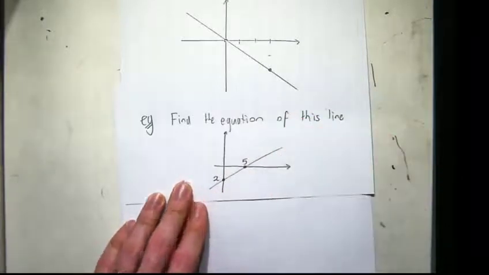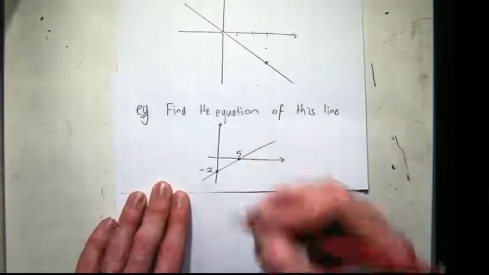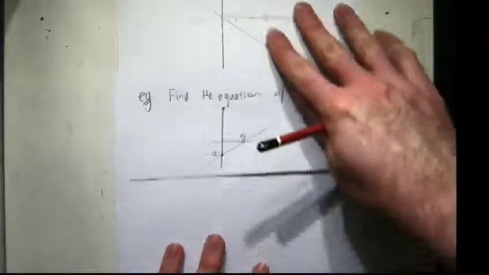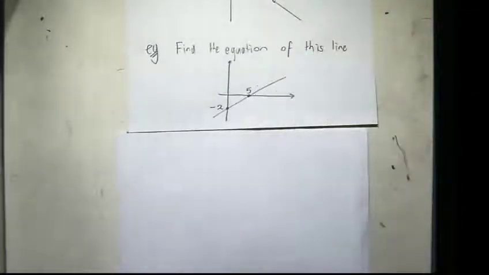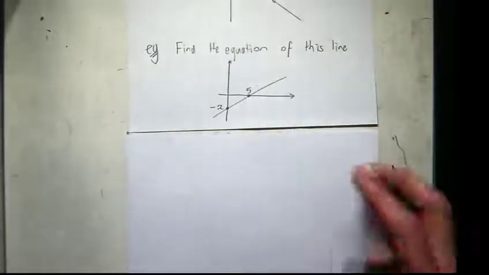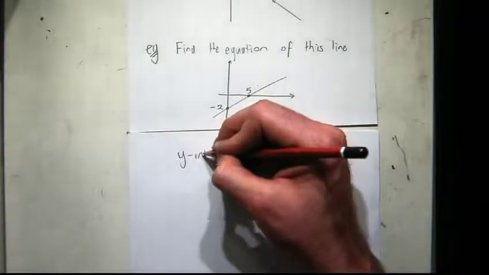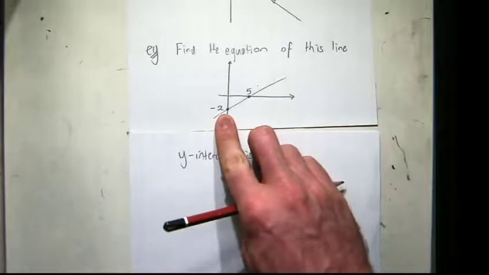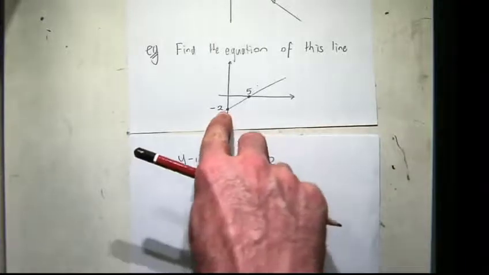It's not drawn to scale. It passes through -2 on the y-axis, and 5 on the x-axis. Now, there are many ways to find the equation of a line. I'm specifically thinking about the slope and y-intercept form. So the y-intercept is -2 according to the graph. It crosses the y-axis at -2.